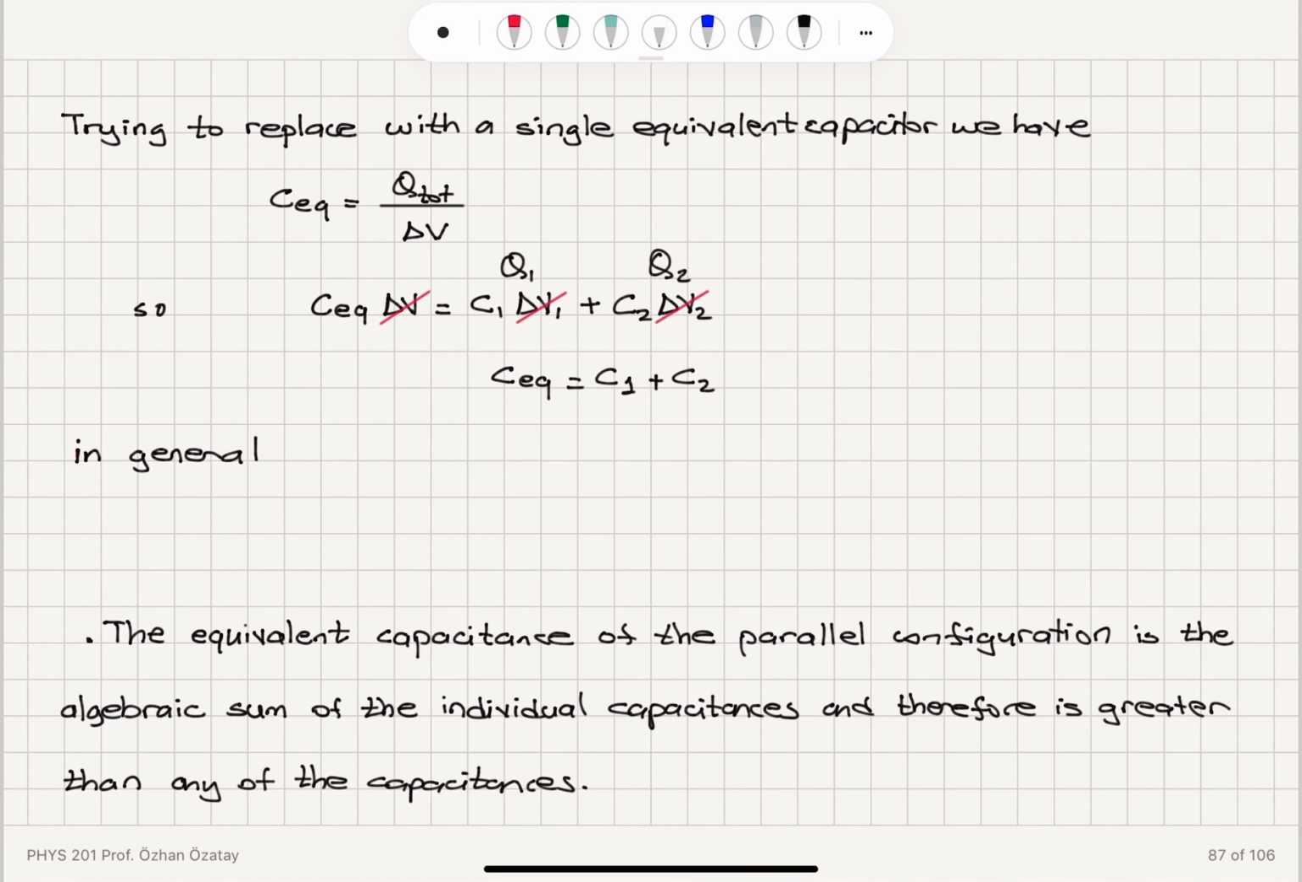Okay, so let's put this in a box. The equivalent capacitance is C1 plus C2. So if we generalize this to more than two capacitors connected in parallel, what would be the equivalent capacitance? Equivalent capacitance would be equal to the sum over i of Ci for a parallel combination.